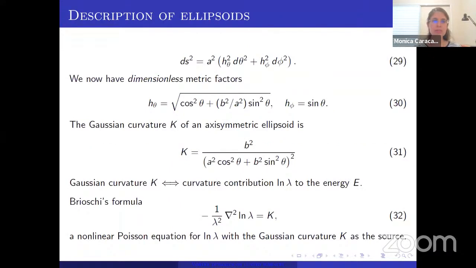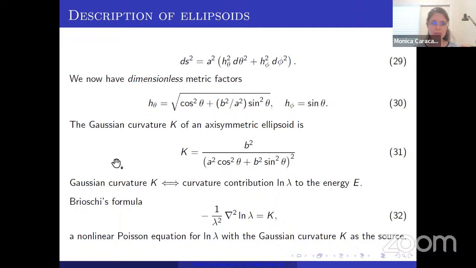Well, finally, I go to my ellipsoid. I catch all my techniques and apply them to the ellipsoid surface. The one that I'm using, this is the metric, and the corresponding metric parameters. This is the Gaussian curvature of the ellipsoid.